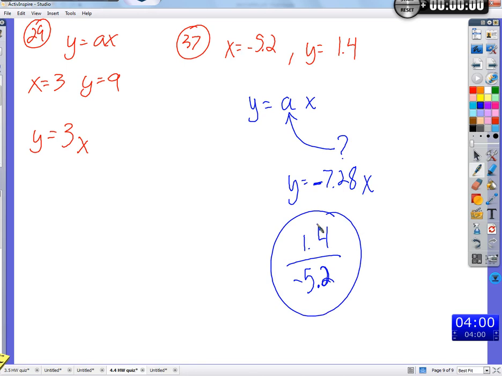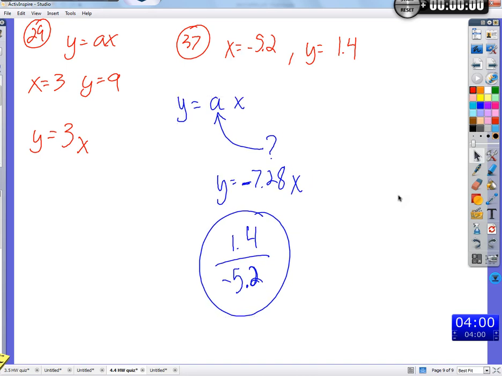But this is correct, and to help us see why that's correct, let's take a look here. We know that they relate this way because we know it's direct variation. So we should be able to take negative 5.2, multiply it by a, whatever a is. What should we get when we multiply this mystery a times negative 5.2? We've got to multiply negative 5.2 by whatever a is. Negative 1.4. Yeah, we should get the y that we were given. We should get 1.4.